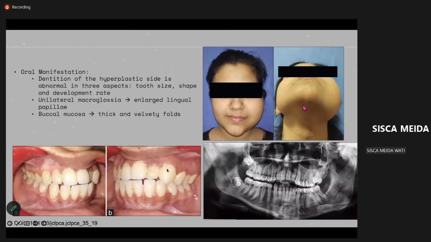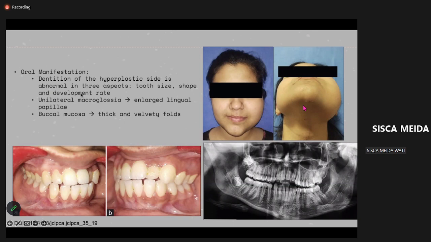On the hyperplastic side, the teeth look bigger; the tooth size, the tooth shape, and the developmental rate are affected due to these conditions. You see the difference between the normal side and the hyperplasia side. In hyperplasia, it looks bigger compared to this one. Okay, and of course the appearance of the person affected with these conditions, the face looks asymmetric.